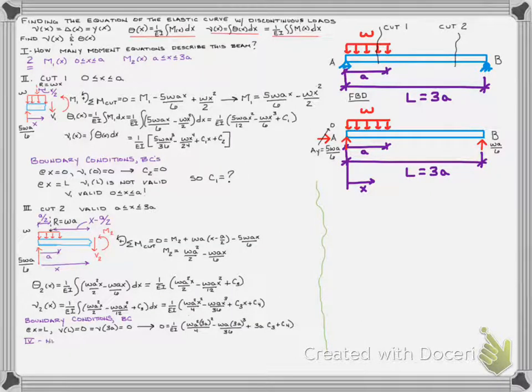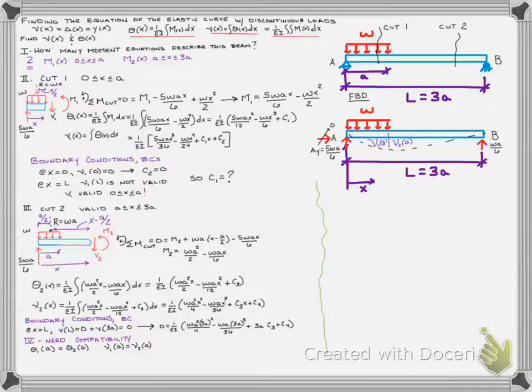And so when we start looking at compatibility, we want to say, well, what do we know about the behavior that the first equation represents versus the behavior that the second equation represents? And really what we can say is that the slope at A from equation 1 should give us the same answer as the slope at A from equation 2, and we should get the same displacement from each one. Now, if you're not sure what that really looks like, come back over and look at the free body diagram.